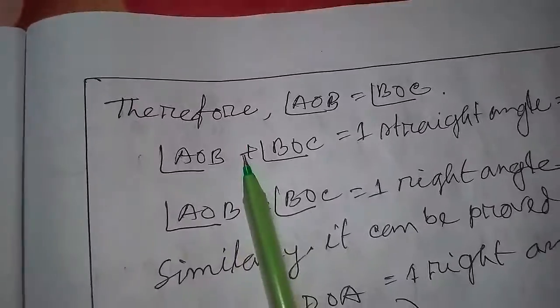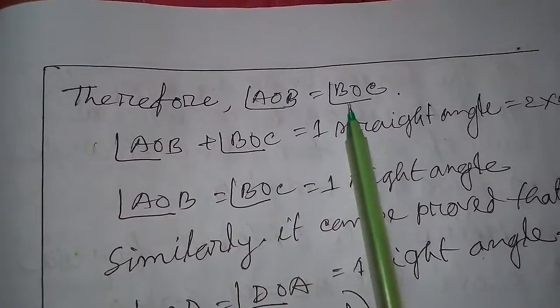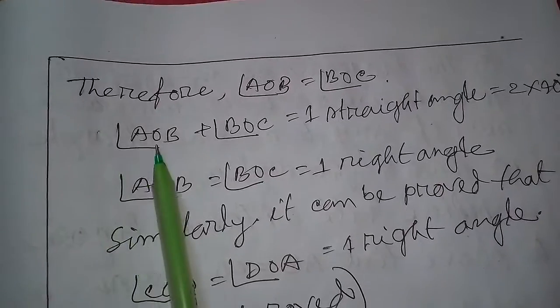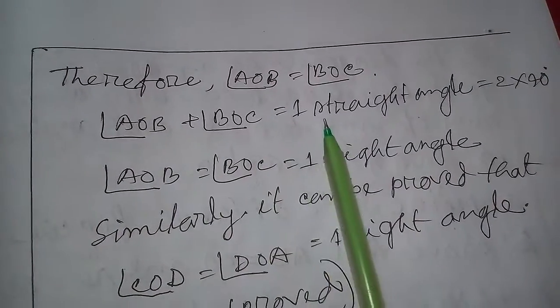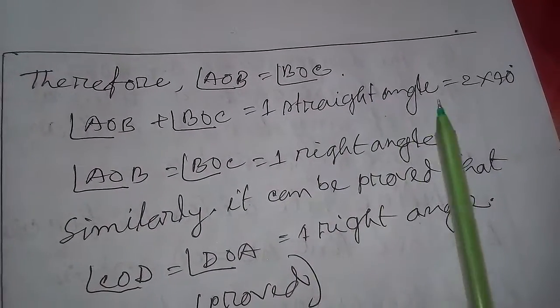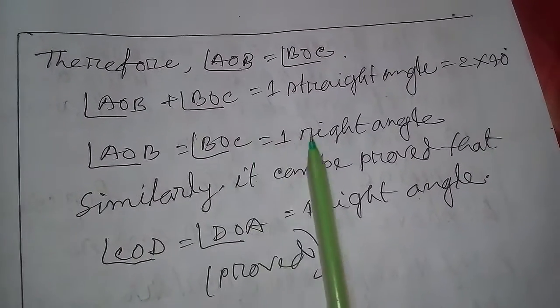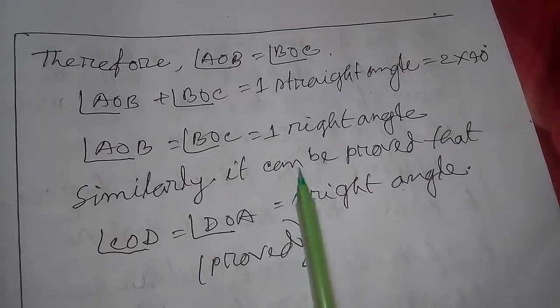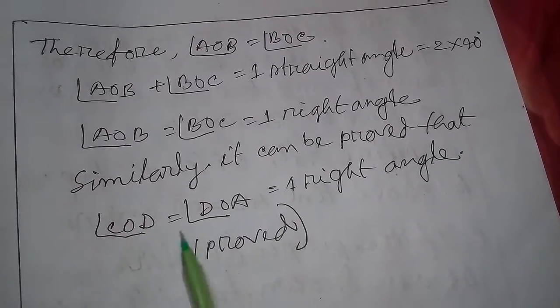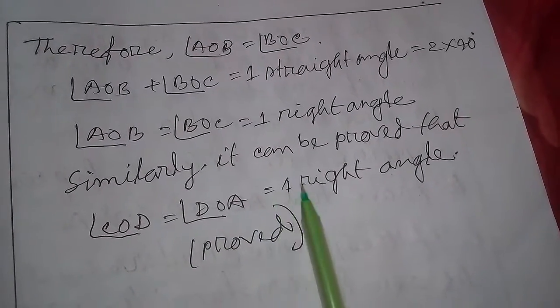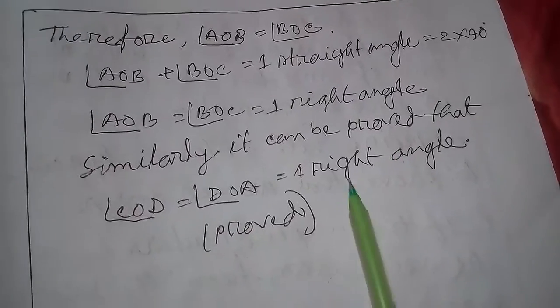Therefore angle AOB equals angle BOC. Angle AOB plus angle BOC equals one straight angle or two right angles. So angle AOB equals angle BOC equals one right angle. Similarly, it can be proved that angle COD equals angle DOA equals one right angle. Hence proved.